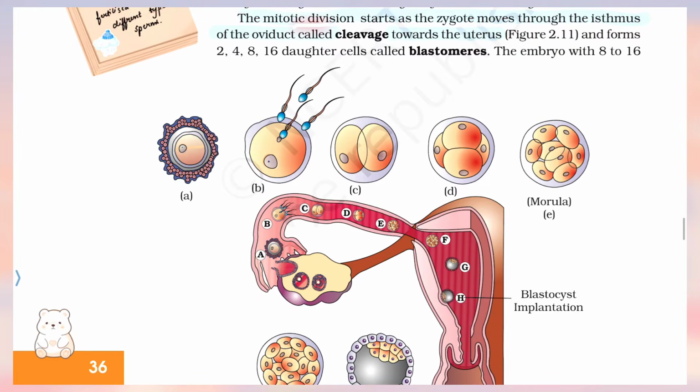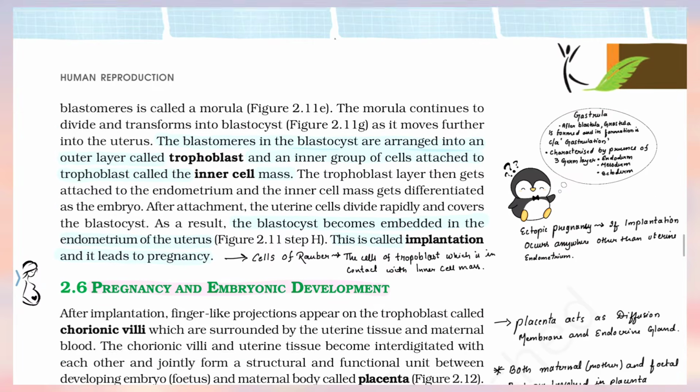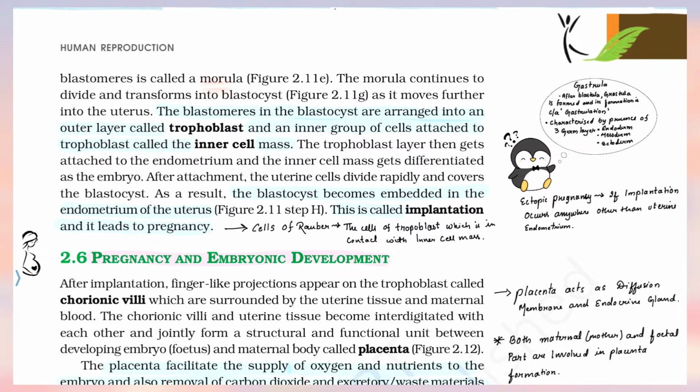The mitotic division starts as the zygote moves through the isthmus of the oviduct towards the uterus, called cleavage, and forms 2, 4, 8, 16 daughter cells called blastomeres. The embryo with 8 to 16 blastomeres is called a morula. The morula continues to divide and transforms into a blastocyst as it moves further into the uterus. The blastomeres in the blastocyst are arranged into an outer layer called trophoblast and an inner group of cells attached to the trophoblast called the inner cell mass.